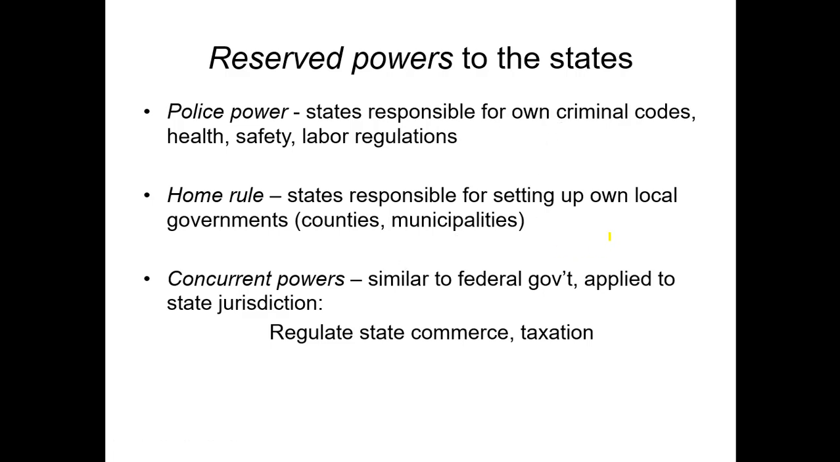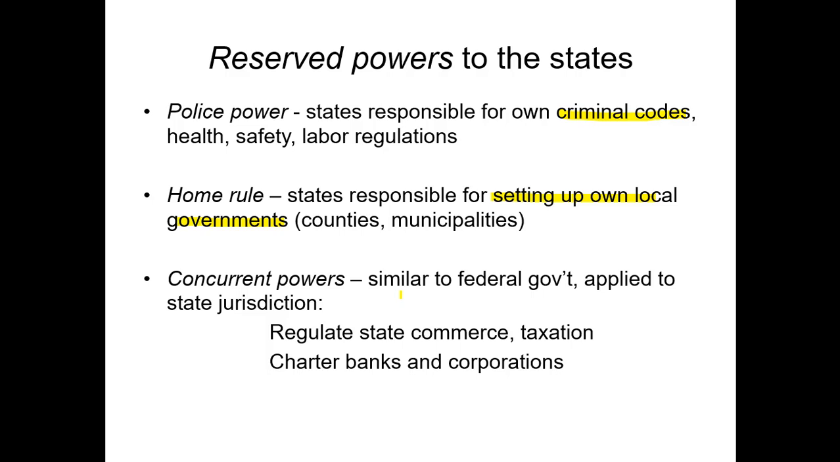So looking at a little bit more detail here: police power, states responsible for their own criminal codes, health and safety and labor regulations. Home rule, states are responsible for setting up their own governments. And then, of course, concurrent powers include regulating their state commerce, taxing. Some states have their own income taxes, obviously sales taxes and property taxes and things like that.